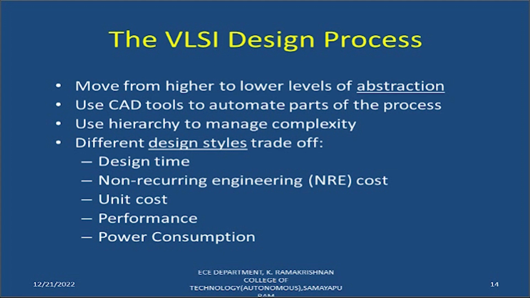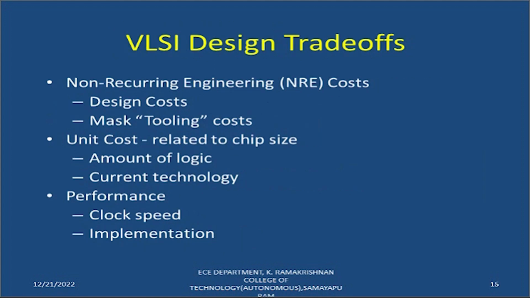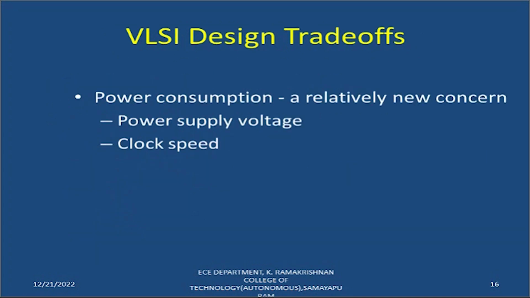The main reason why we go for this VLSI design process is to reduce the design time. We can also reduce the non-recurring engineering cost, and we can also reduce the unit cost. In order to improve the performance and reduce the power consumption also, we go for a VLSI design process. And these are the trade-offs present in VLSI design. If you take power consumption, it should be a very low supply voltage, and that supply voltage depends upon the clock speed.